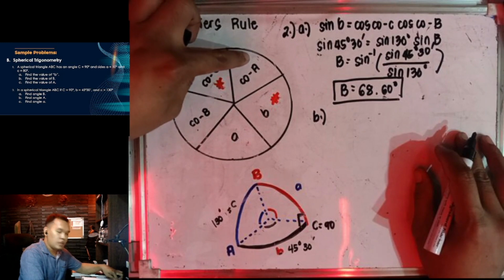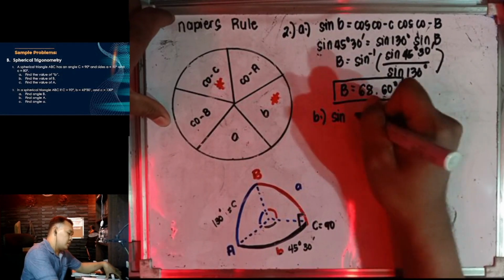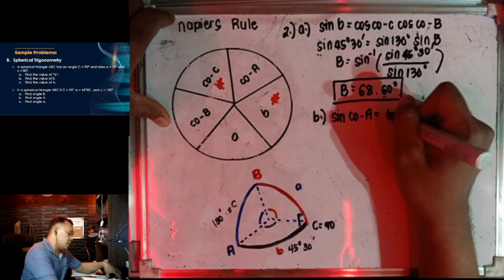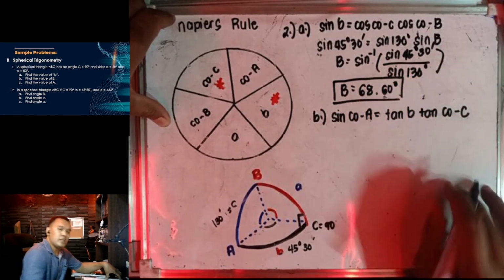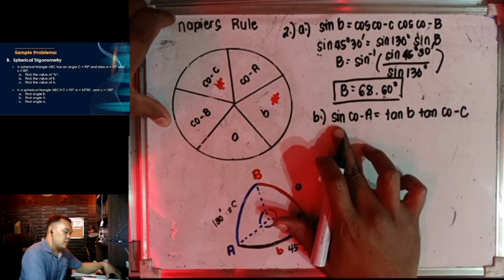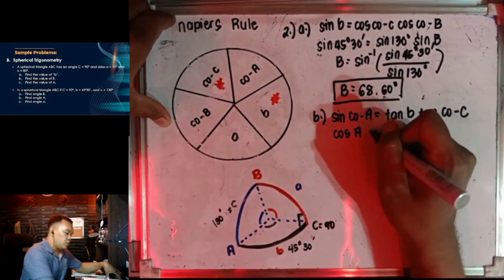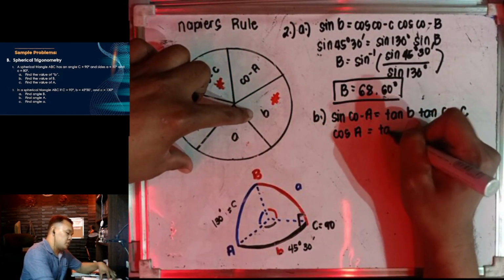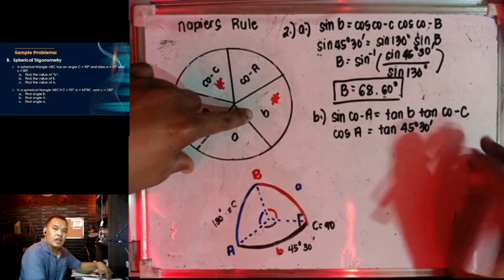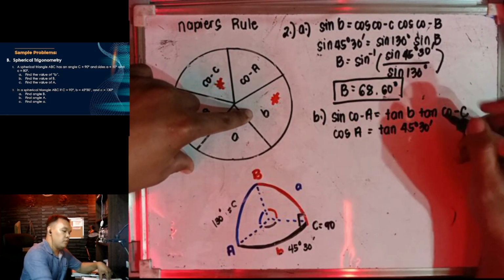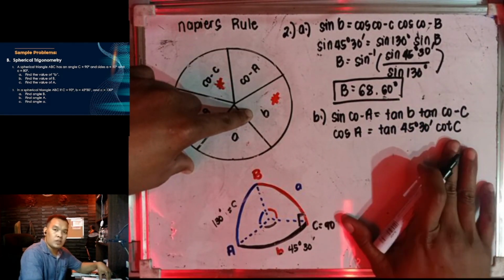The sine of this one is equivalent to the tangent of these two. Okay? So, sine of co-A is equivalent to tangent B and tangent co-C. Okay? Then, sine of co-A is equivalent to cosine capital A, which is equivalent to tangent P. The tangent P natin is tangent 45 degrees and 30 minutes. And tangent complement C is equivalent to cotangent of C. And we all know that the cotangent C is equivalent to 1 over tangent.